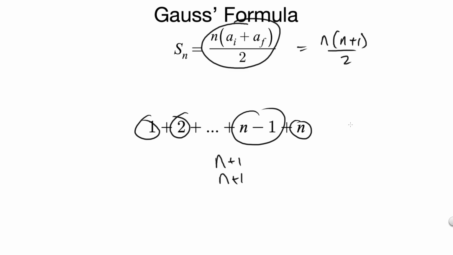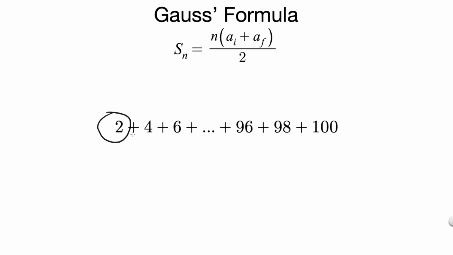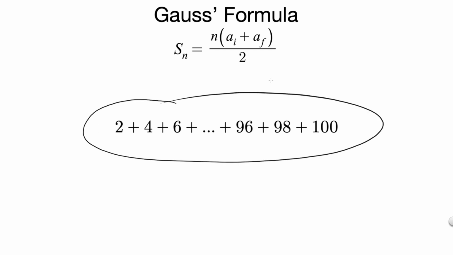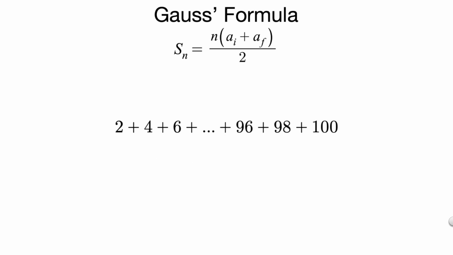Now, this might be a little deceiving though, because we are assuming that the first term in our sequence is going to be 1. This is not always the case. Let's try a different example to show why this general form is more important. Here, the initial term we have is 2 instead of 1. Notice that there are only 50 terms in this sequence instead of 100 like last time, since we're only considering the even ones. So when we write the sum, we're going to have 50 terms times the initial term plus the final term divided by 2. In this case, this is 25 times 102, which is equal to 2,550.